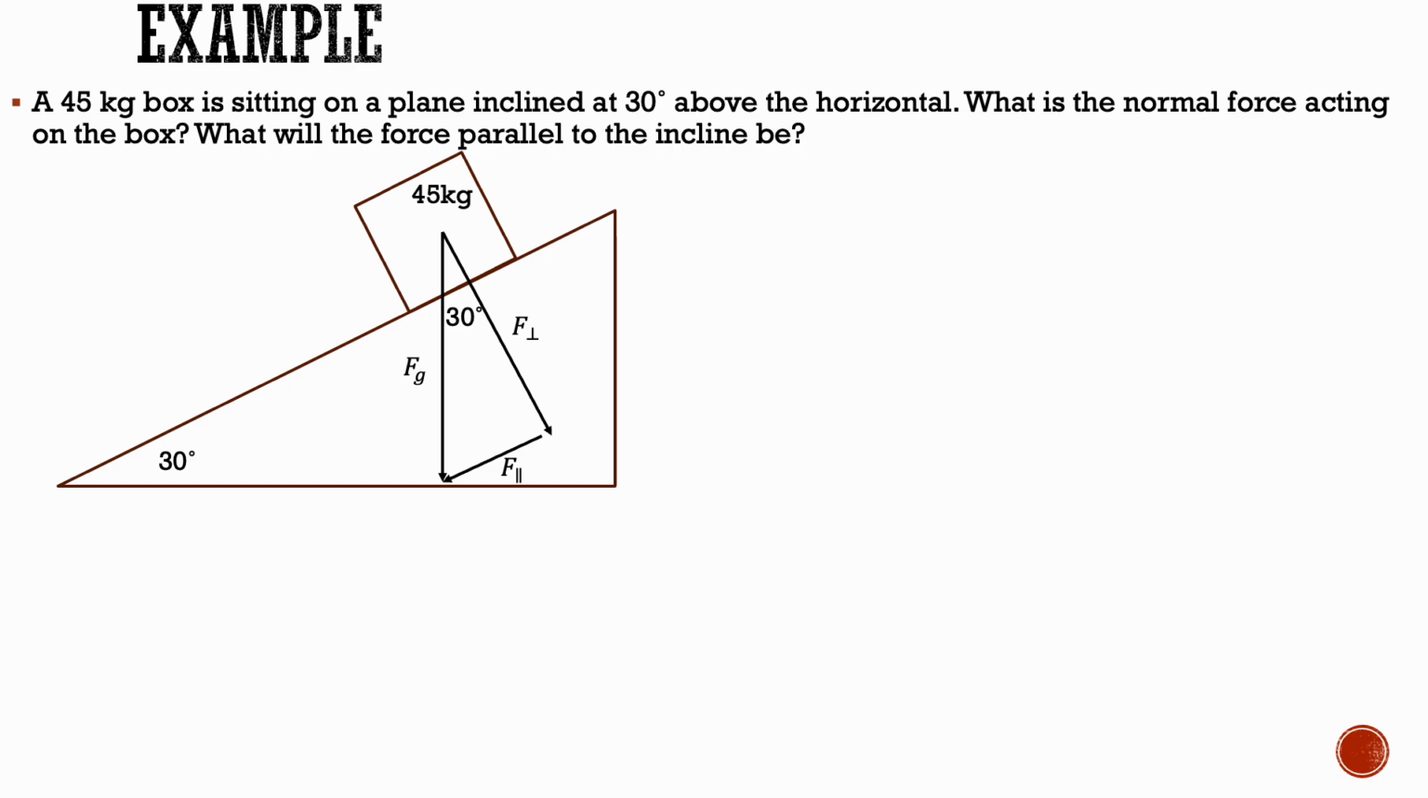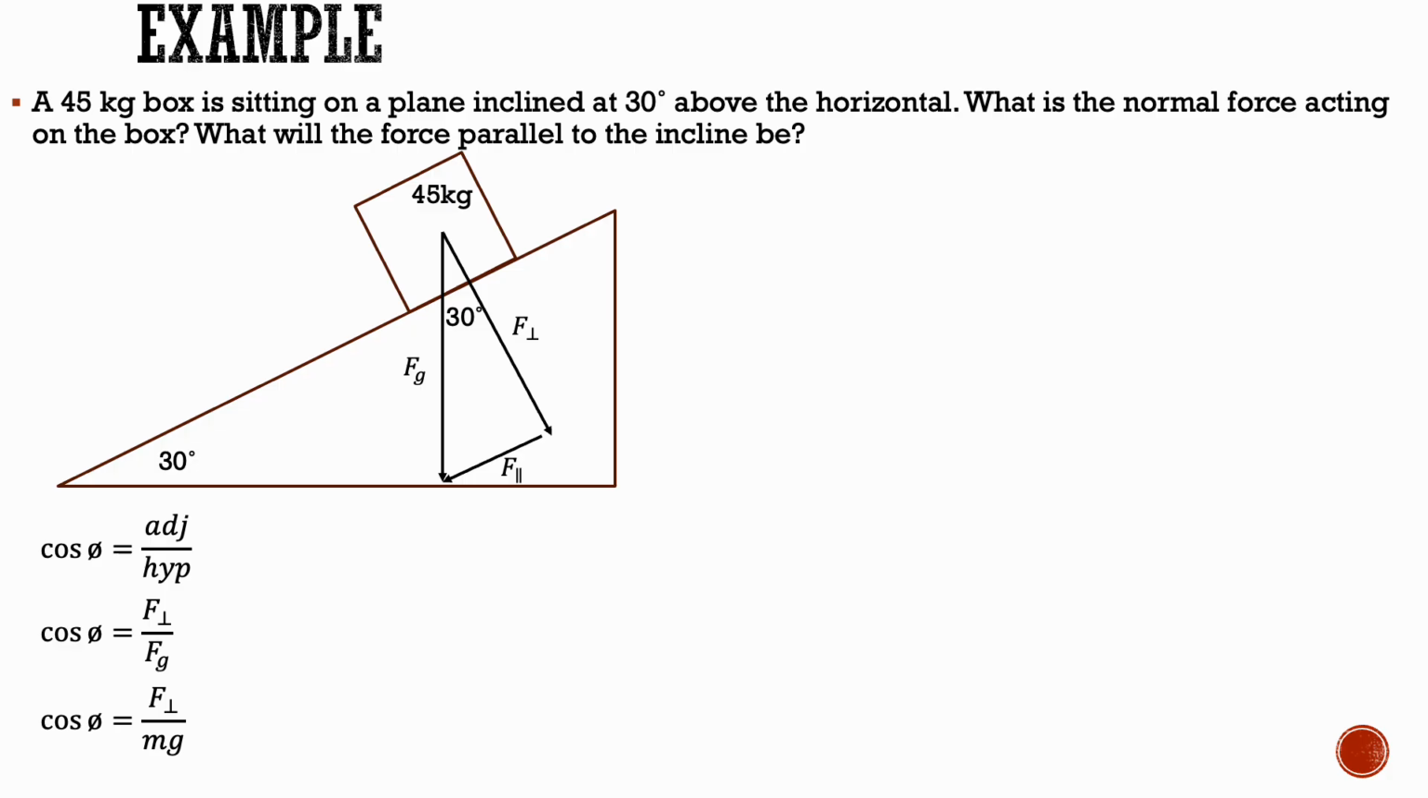Now I've chosen to solve for our force normal, which is our force perpendicular, first. So our force of gravity in this case would be the hypotenuse of this triangle, while our force perpendicular would be the adjacent side. So that means that I would use cosine. So we have cosine is our adjacent side divided by our hypotenuse. Or if we substitute our sides in, cosine of our angle is equal to our force perpendicular divided by force of gravity. Now we know force of gravity is just mg, so we can say cos of our angle is force perpendicular divided by mg.